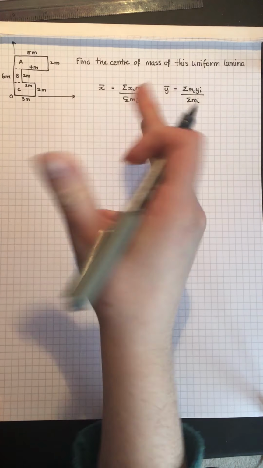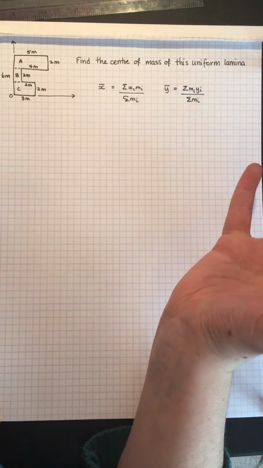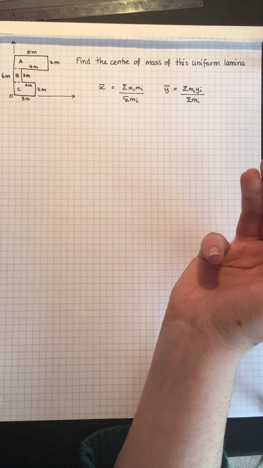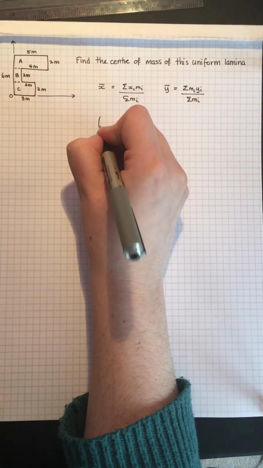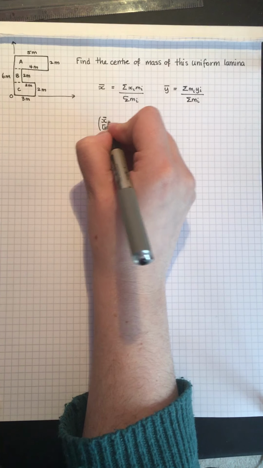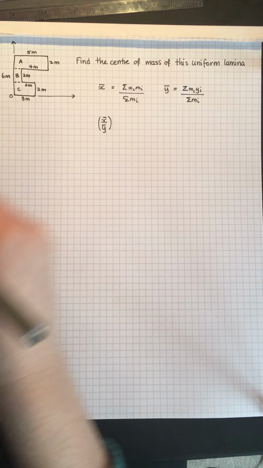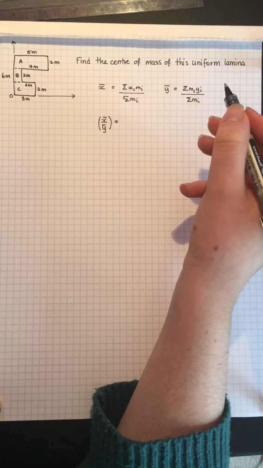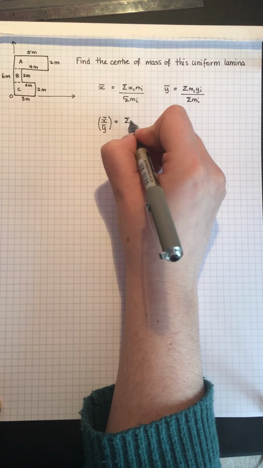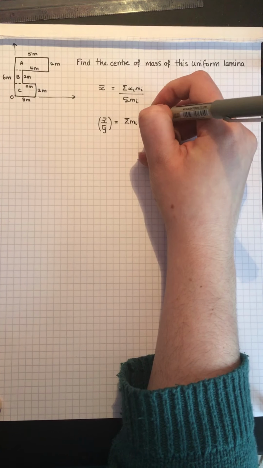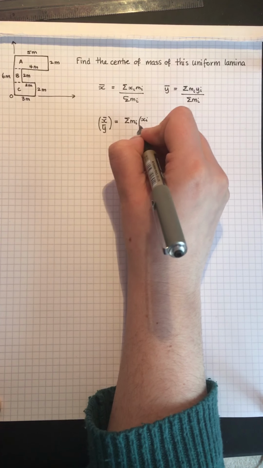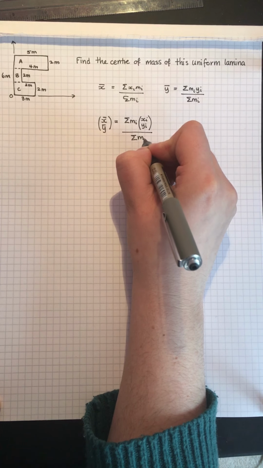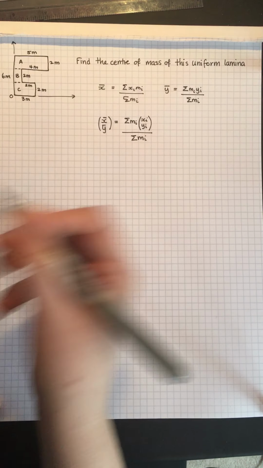Now you might wish to work these out separately, but I often find it easier to work them out all in one go using vectors. So you can say that the location of the centre of mass as a vector, x bar, y bar, is equal to the total of each mass times its position vector xi, yi, and then divide that by the total mass. Okay, and that's what we can do here.